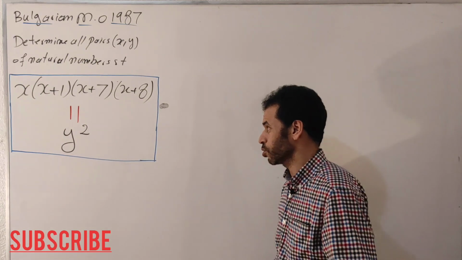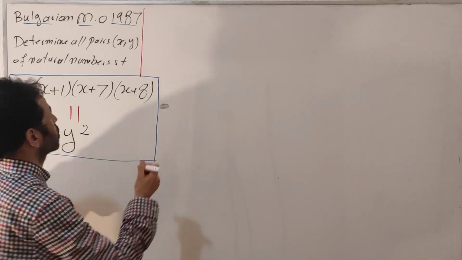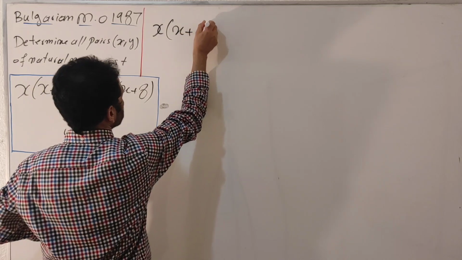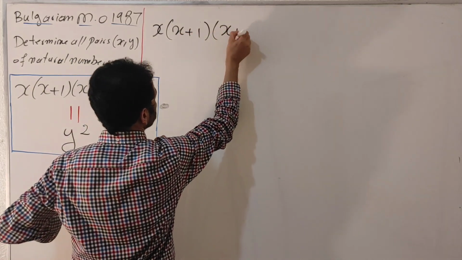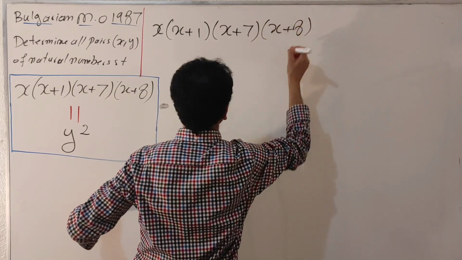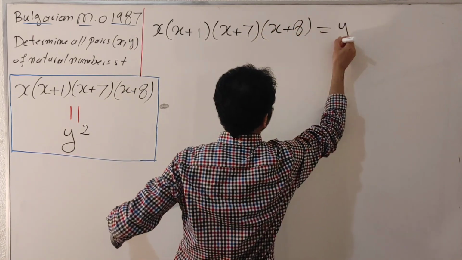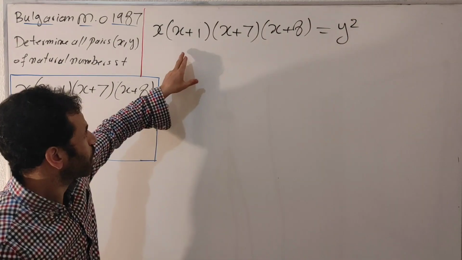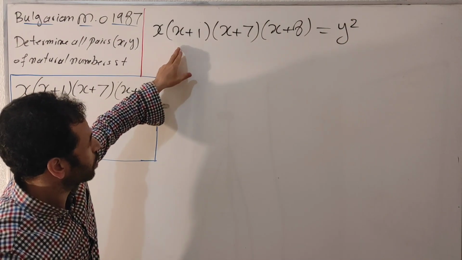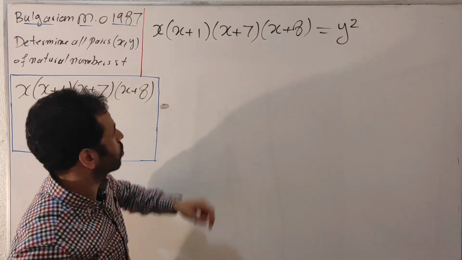Now let's go ahead, jump into the solution. So I have the following expression. I have x is multiplied by x plus 1 is multiplied by x plus 7 is multiplied by x plus 8 equals y square. Okay, so the idea how to solve this one, I'm going to find out the common term between these four terms.